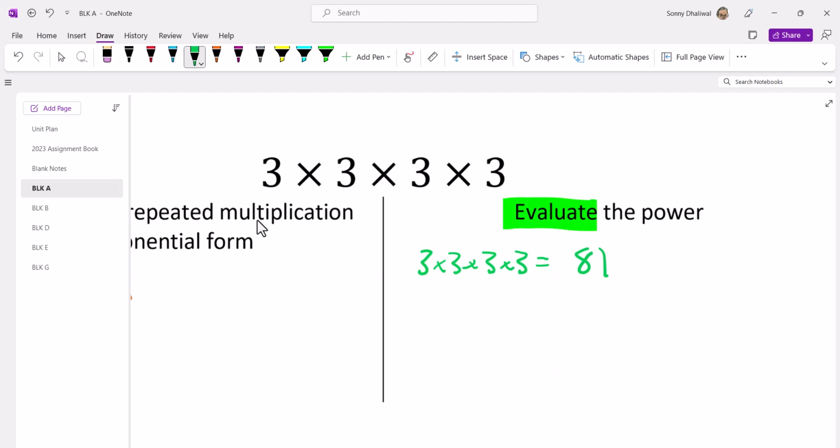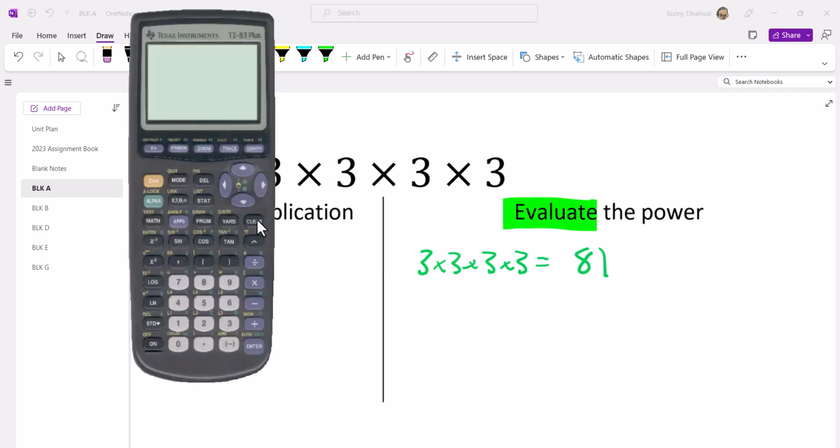Now we want to be able to do this calculation on a calculator faster. We don't want to type in 3 times 3 times 3 times 3. There's only 4 numbers here, that's not too bad, but if there's 20 of them, I really don't want to type in 20 3s in a row. So instead of typing this in, we do it using exponents. All right. So how do we do an exponent?